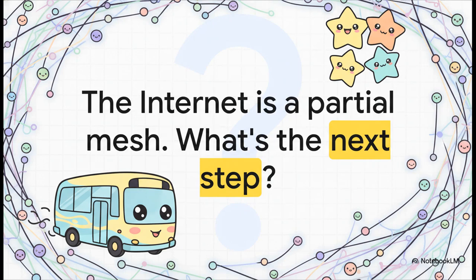So there you have it. We went from these clunky, fragile bus and ring networks to the smart and efficient star, and finally to the incredibly robust mesh that literally powers our entire modern world. It really makes you think, though. If the internet is the ultimate partial mesh we have today, what's the next giant leap in connecting our world?